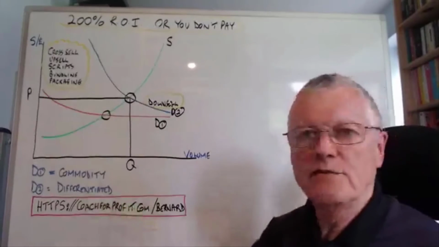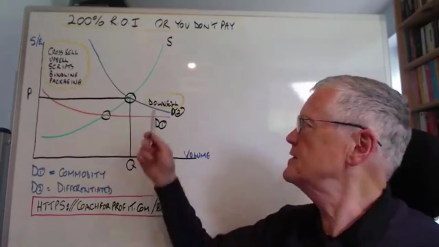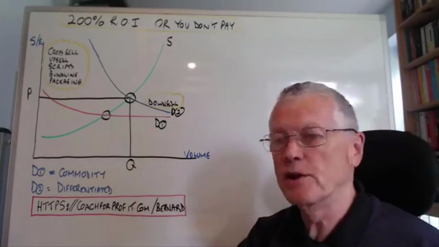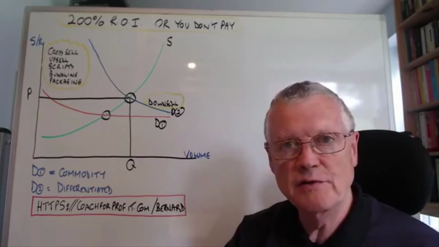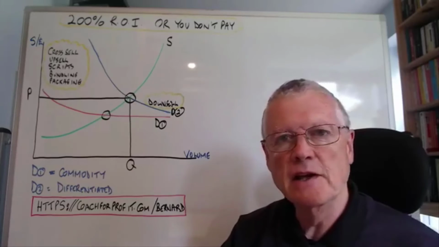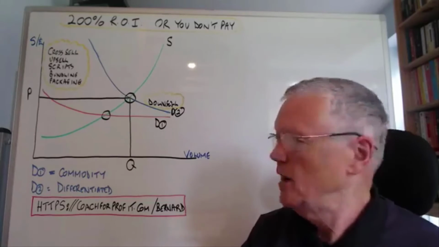So that's 5 different ideas there that you could borrow. In fact, 6 if you include differentiating your product. All of those things would quite easily increase your revenue by 50%, and you could easily do it in 90 days if you know what to do.